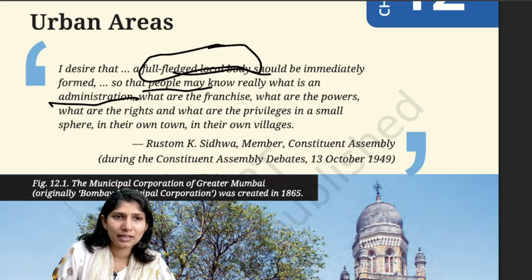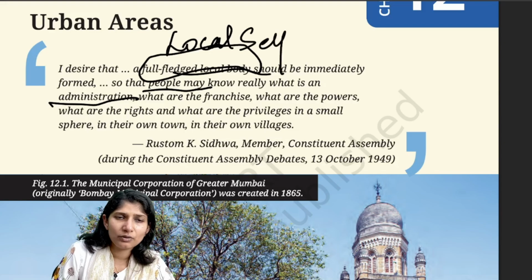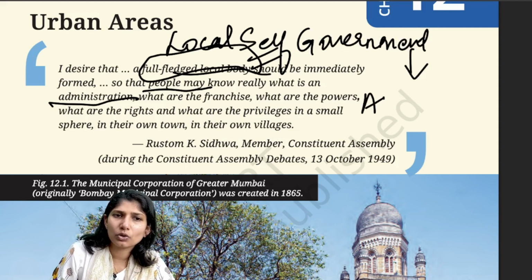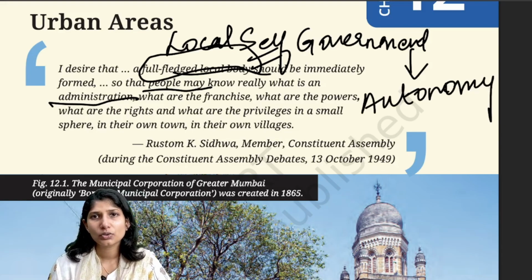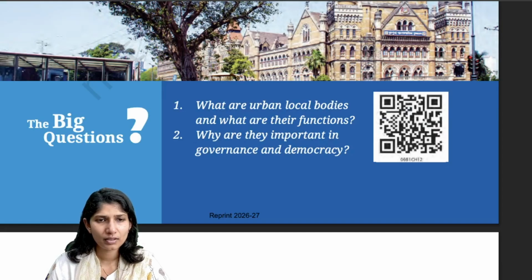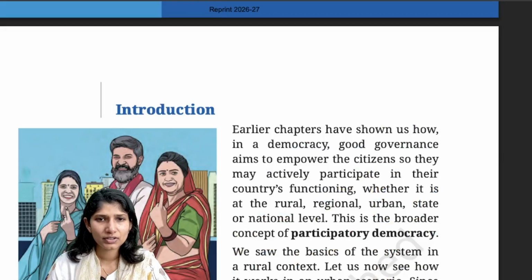Also, look at the name here, local self government. Why are we calling it local self government? Because we are giving a considerable amount of autonomy. So these are some of the important things which make your urban local bodies or rural local bodies extremely important. Now look at this.